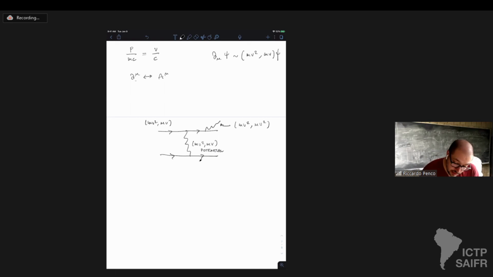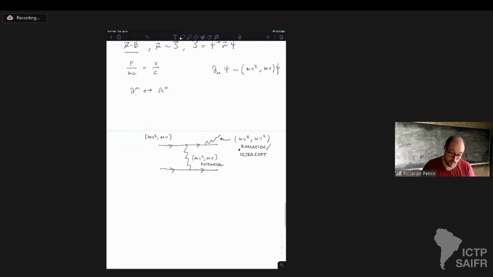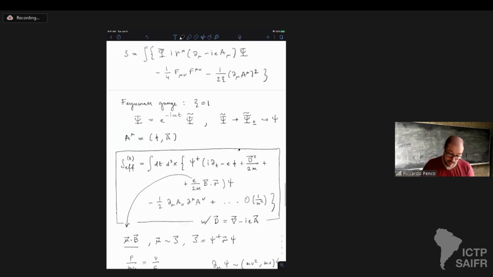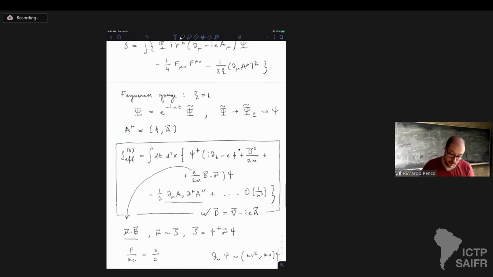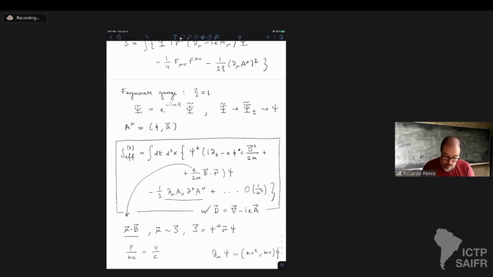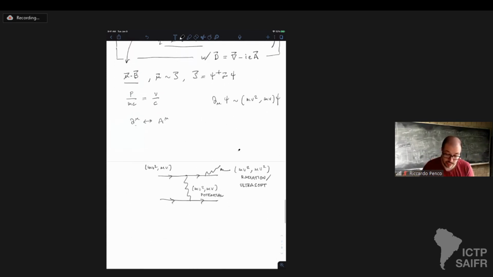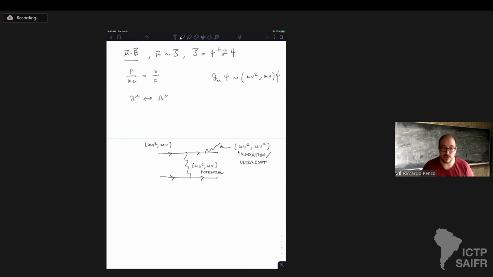And then there is this other regime, which is known as the radiation regime, or also, for reasons that will become more clear in a moment, the ultra soft region. And the existence of these two regions would seem to point towards the fact that we cannot define a unique scaling for the gauge field. Because now when we take the kinetic term for the gauge field and we try to read off the scaling of A mu, it is not clear how the derivative should scale. Should they in the potential region or in the radiation region?